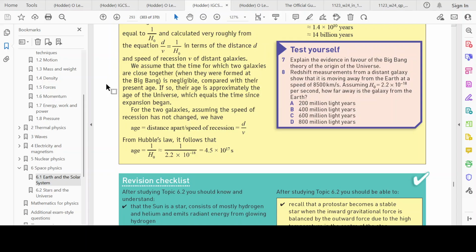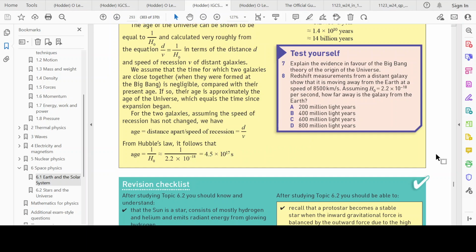And that is 1 over Hubble's constant. And if you do that, what you get is 1 over 2.2 into 10 to the power minus 18, which gives you 4.5 into 10 to the power 17 seconds, because Hubble's constant is 2.2 into 10 to the power minus 18 per second, right? So this is the age of the universe in seconds.